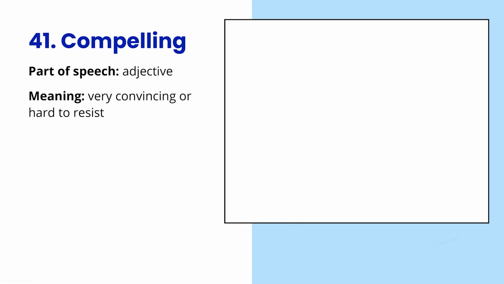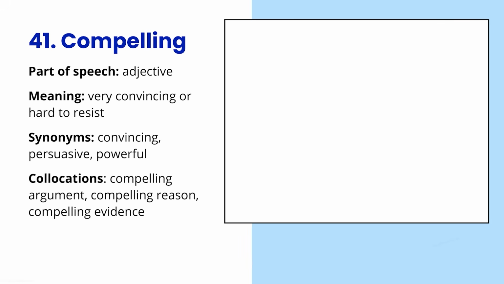Moving on to 41, compelling. Compelling is an adjective and it means very convincing or hard to resist. Synonyms: convincing, persuasive, powerful. Collocations: compelling argument. So this means an argument that is very convincing or a very good argument. Compelling reason. Same thing, a very powerful reason.